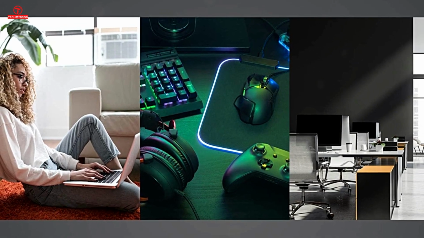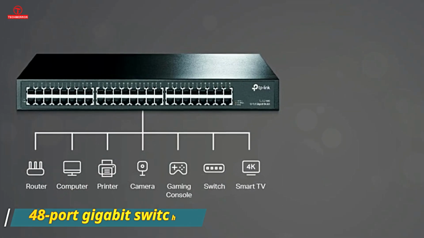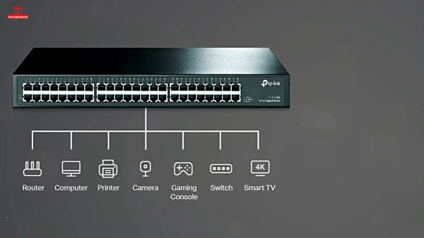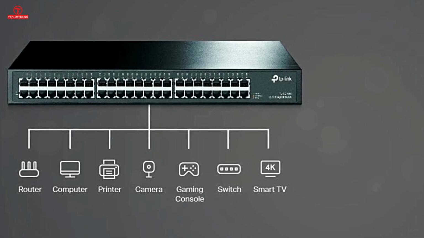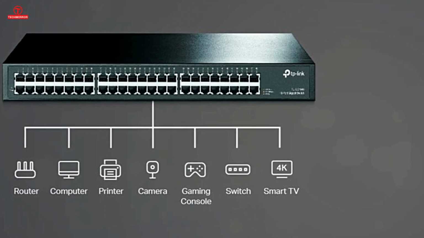Number 2. The TP-Link TL-SG1048 is a powerful and efficient 48-port gigabit switch, perfect for expanding large networks in offices, schools, or data centers. With 48 auto-negotiating gigabit ports, it delivers fast and reliable data transfer, supporting high-bandwidth applications without congestion.